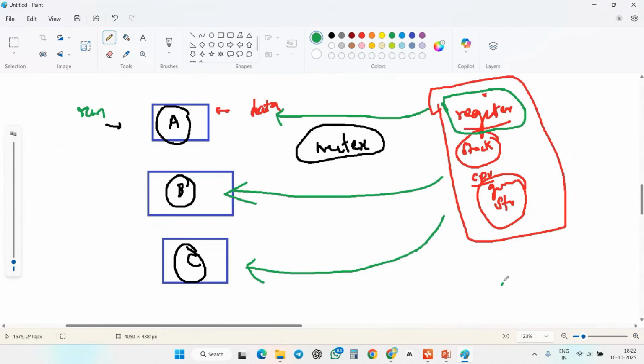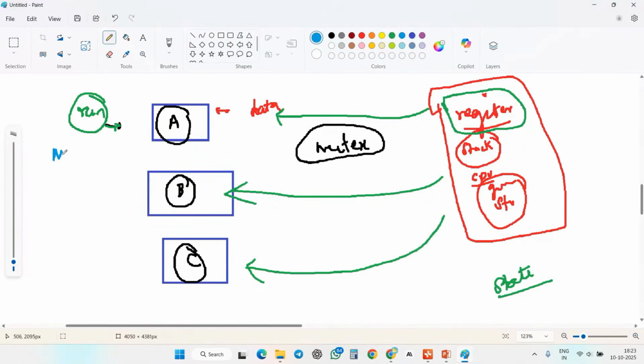We already discussed the states of tasks. What are the states? Running state, blocked state, ready state, waiting state, termination state. Now I only want to run this task here. And this time, if I want to run task A, it should be the only one to access all the data from the registers. Others can't. Others shouldn't access the data.